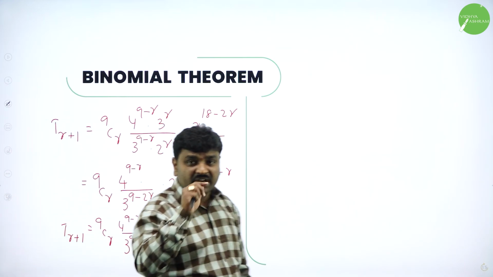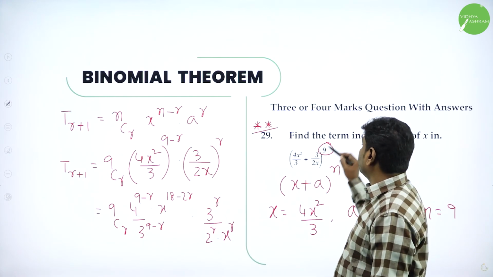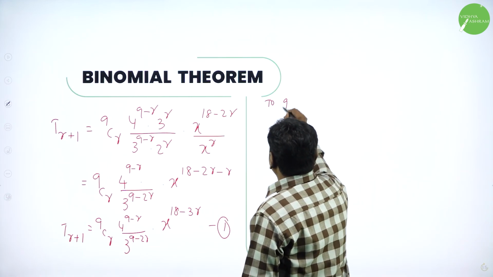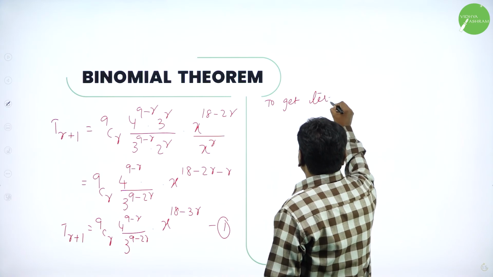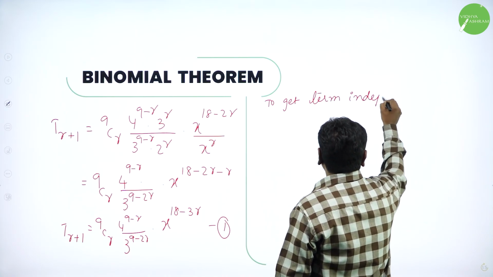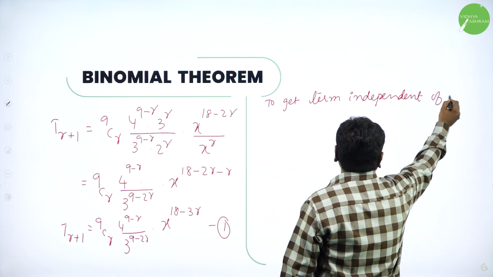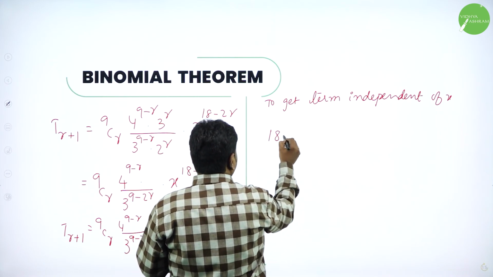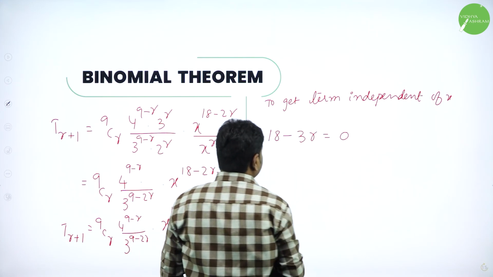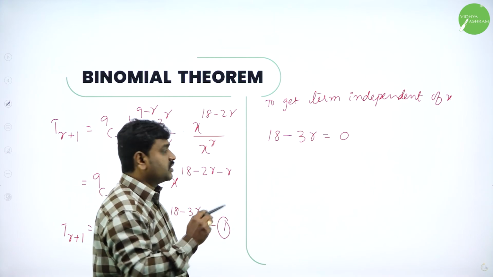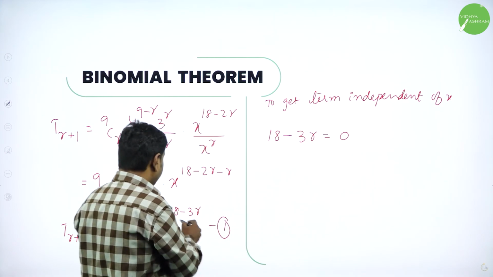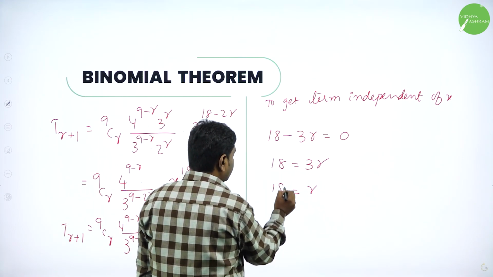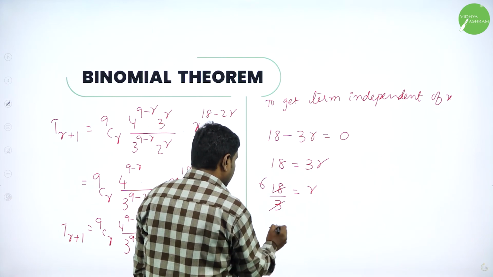Now we want the term independent of x. The question, if you read it, asks for the term independent of x. To get this, equate the power of x to 0. What is the power of x? 18 minus 3r. Equate it to 0, because x^0 becomes 1 and x vanishes. They want a term without x, which means the power of x should become 0. So 18 is equal to 3r, and r is 18 divided by 3, which is 6. You got the value of r as 6.